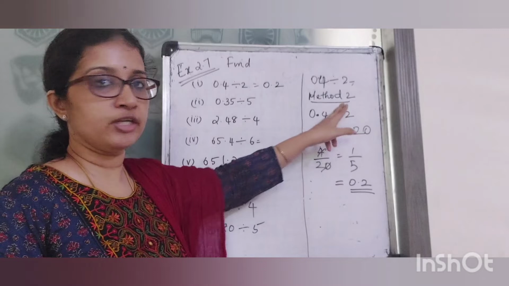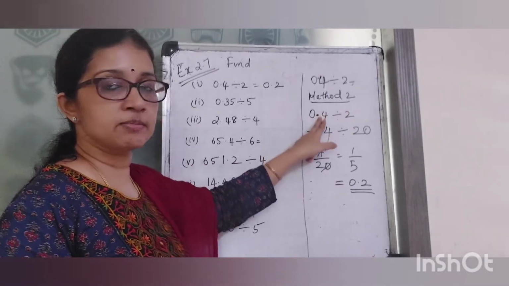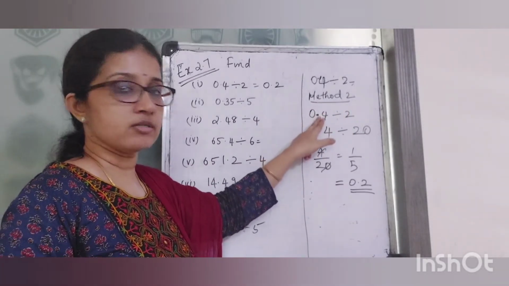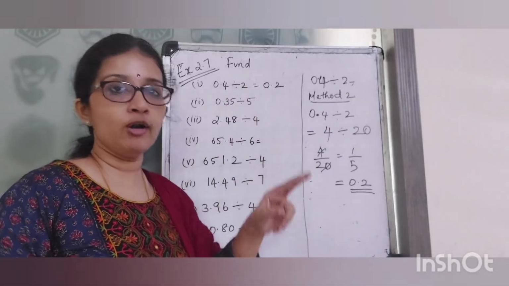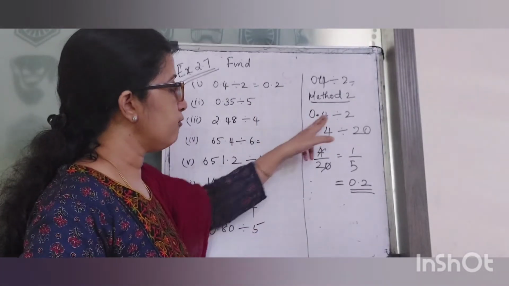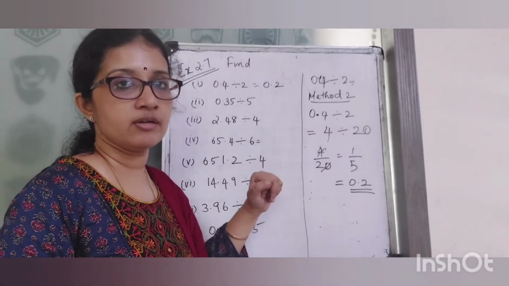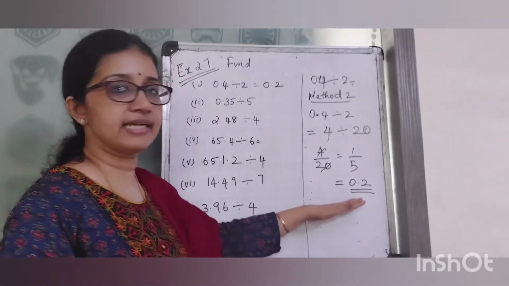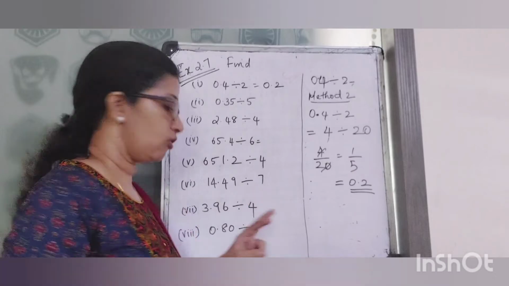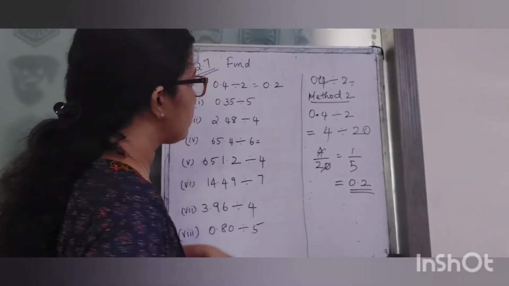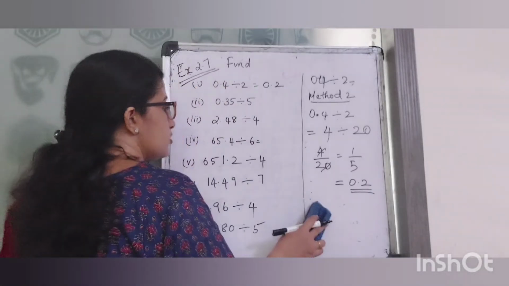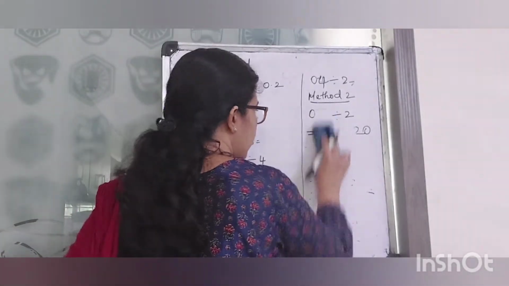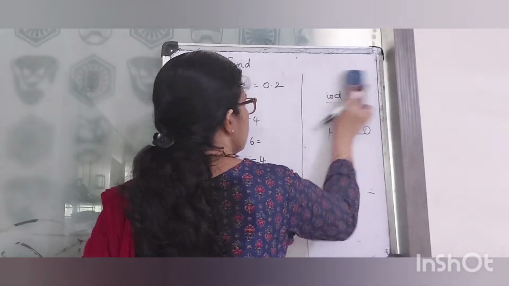Second method, what will we do? We have to remove the decimal point from the numbers, that is, we convert the decimal number into a whole number, and then we do the division. If we do the division, we will get the answer. That is the second method. By both the methods, we get the answer 0.2 for the first problem. Now let's see the second problem.